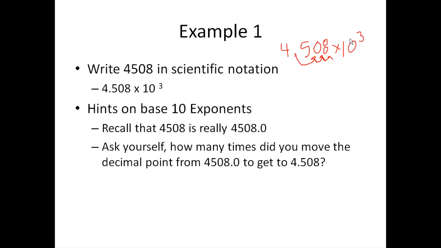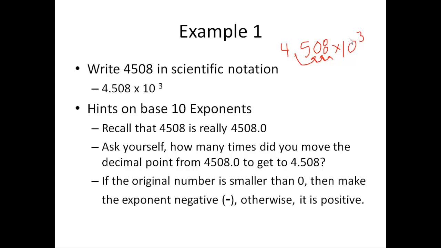Ask yourself, how many times did you move the decimal point from 4508 point to get to 4.508? If the original number is smaller than 1, then make the exponent negative. Otherwise, it is positive. Another way to think of it: if you went to the right, it's positive. If you went to the left, it's negative.